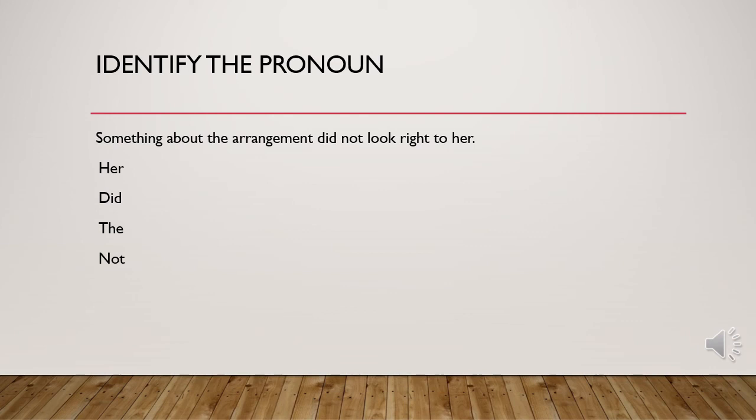My dear students, now we have another sentence and we have to identify our pronoun. Something about the arrangement did not look right to her, and we have 4 options: her, did, the, not. I count 1 to 5. Let's see whether your answer is correct or not. 1, 2, 3, 4, 5. And our correct answer is her. It's pronoun.